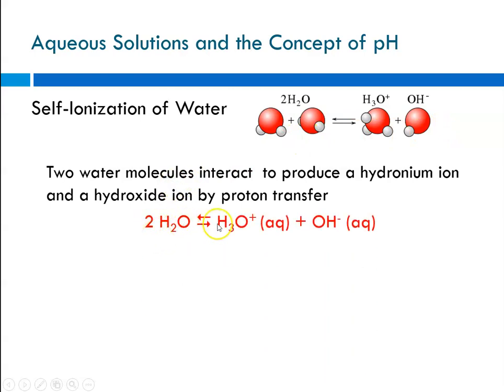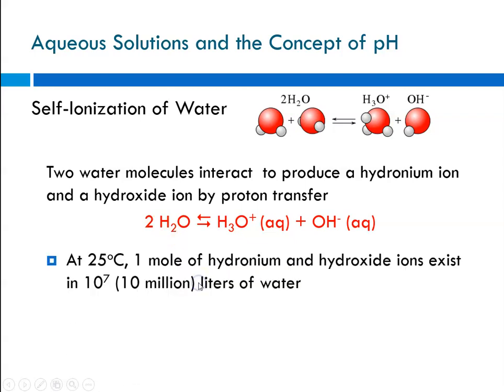So two waters are interacting and they are self-ionizing, and a proton is being transferred from one water to the other, and we're producing the hydronium ion and the hydroxide ion, and then these two ions can interact and go back to forming a water molecule, or in this case, two water molecules.